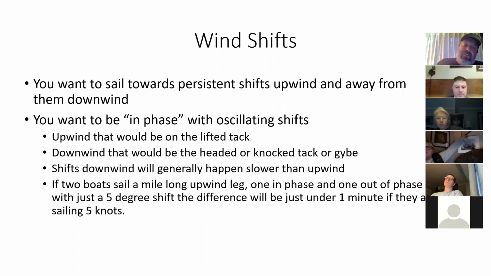Before we get into some pictures of what this looks like, here's a simple little piece of math for you. If two boats sail a mile-long upwind leg, and one boat sails in phase and one boat sails out of phase with just a 5-degree shift, now, a 5-degree shift is a very small shift in breeze, the difference will be about 57 seconds in a mile-long leg if you're sailing 5 knots.